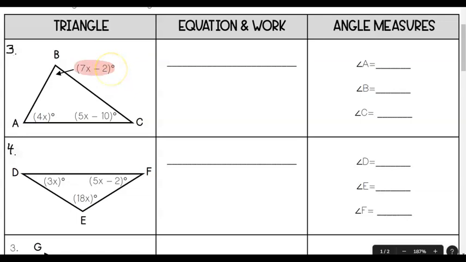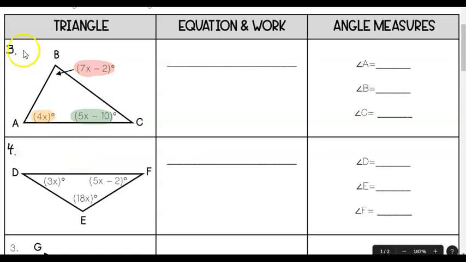So if we add the 7x minus 2 and the 4x and the 5x minus 10 and set that equal to 180 degrees, then we will be able to solve for x. When we solve for x, that doesn't give us the angle measures, but then we can plug that x back in. Let me show you how that works.